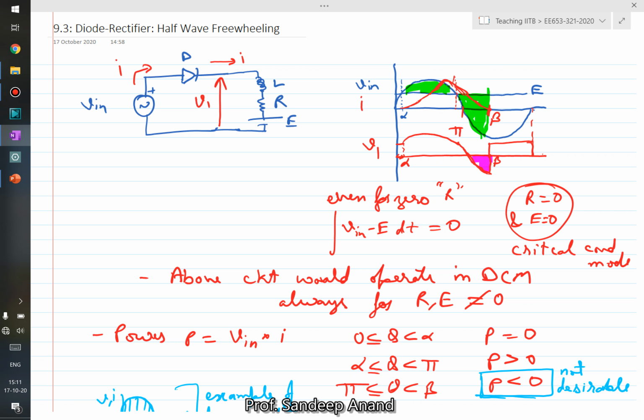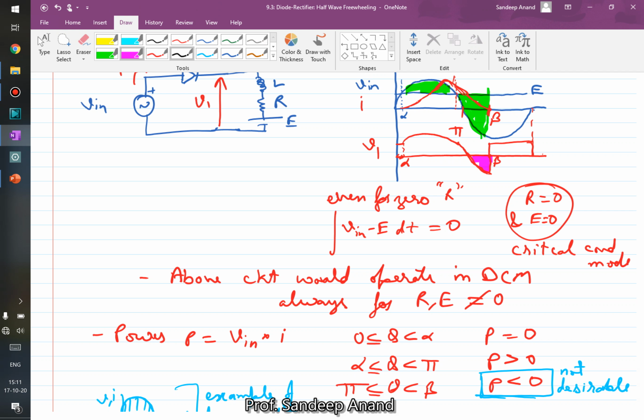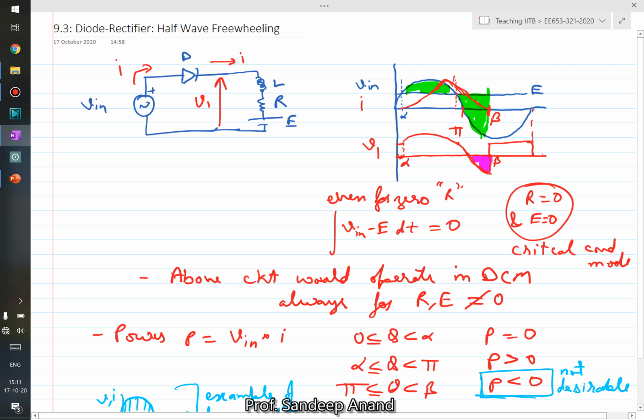Why? Ideally what would you want? If V1 would have been flat constant DC, you would have absolutely no ripple in the output current I, right? You see this loop, there's V1 that you are applying, and there is L, there's R, and there is E. So if your V1 would have been pure DC, then you would have absolutely no ripple, and this current would be ripple free.